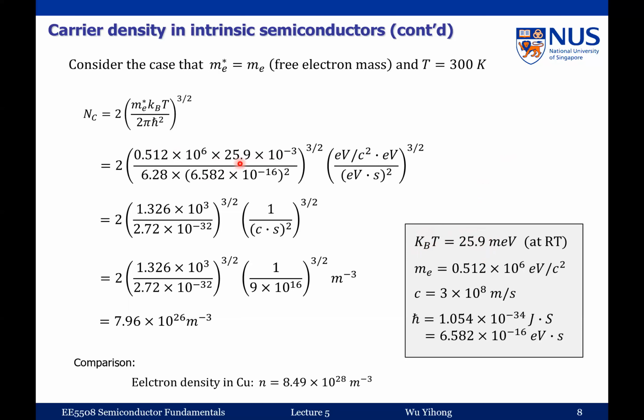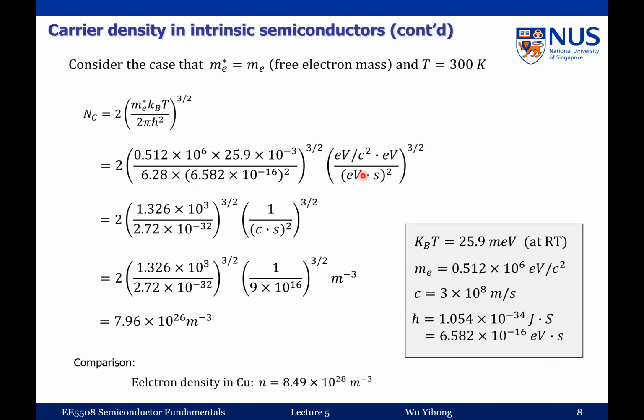So in this one, 25.9 times 10 to the power of minus 3, because this is milli. And this is the electron mass, 0.512 times this one, with the dimension put here. So eV is the dimension for k_B T, and for the mass we use eV over c squared, divided by the Boltzmann constant, so this is 2 pi and the Boltzmann constant. The dimension we use is eV second. So now you just calculate this number. It's very easy. You can do it by yourself.